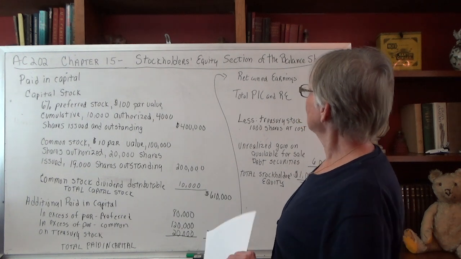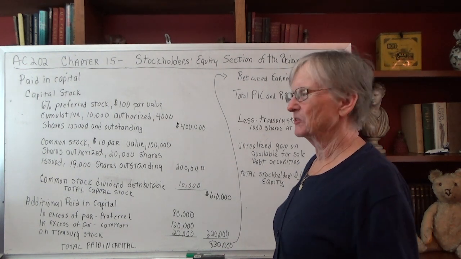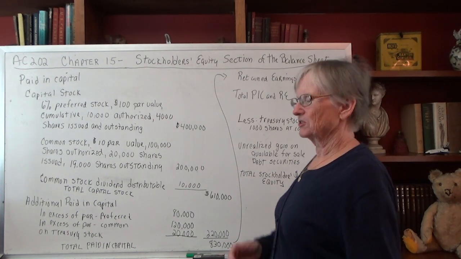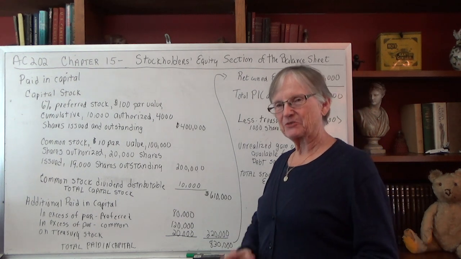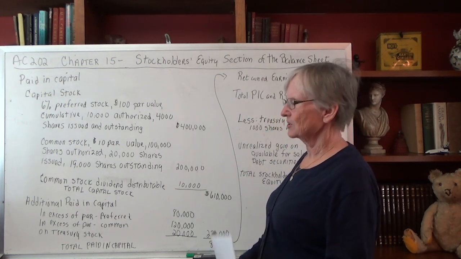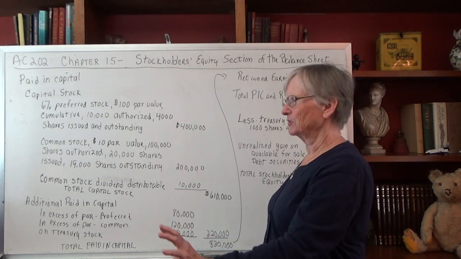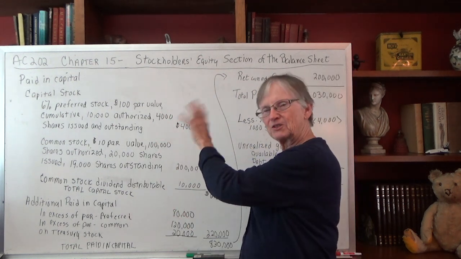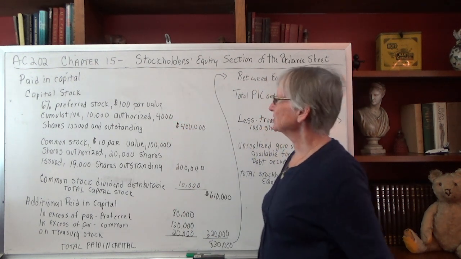So now we'll look at the stockholders' equity section of the balance sheet. It's important to distinguish this from the actual statement of stockholders' equity, which is different. Okay, so you have your assets listed, your liabilities, and then this is just your detailed stockholders' equity section.